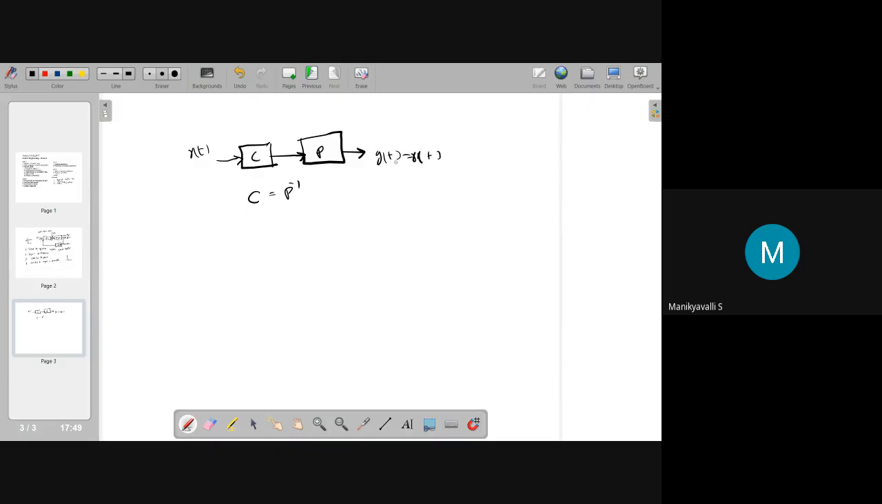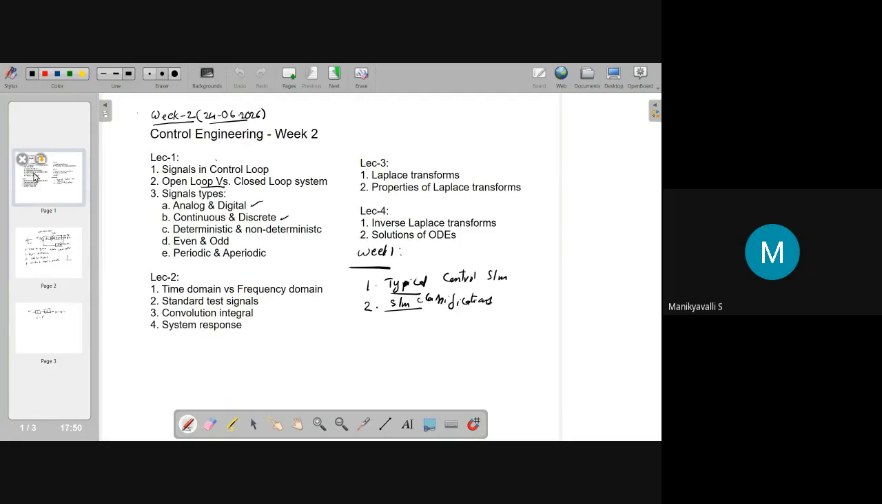But in general, you don't have such precise knowledge of the plant. That's the reason we go for a closed loop system. The closed loop system can stabilize the system, reject the disturbances, and also track the input signal.